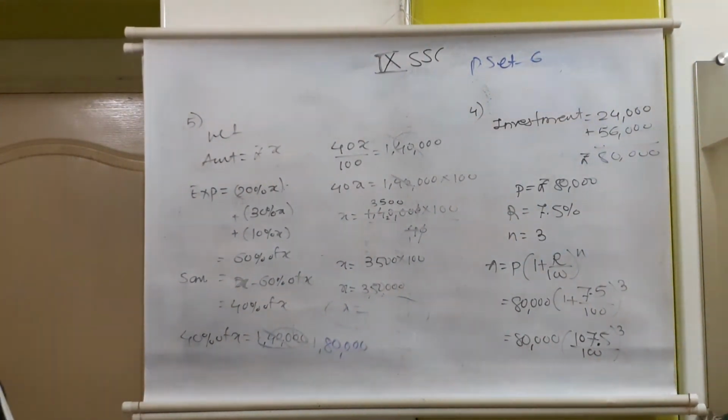If the amount in his hand is 1,80,000 instead of 1,40,000, then what was the income with Mr. Manohar as per the question? We'll stop it here for today. You will complete question number 5 as per the given information.